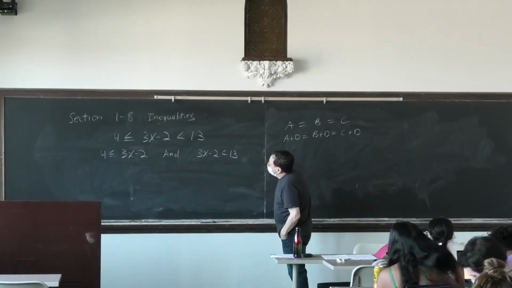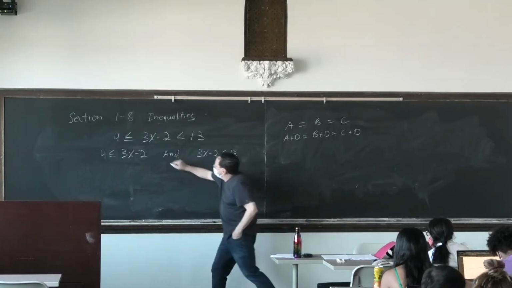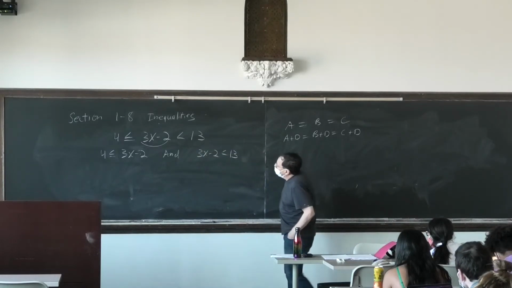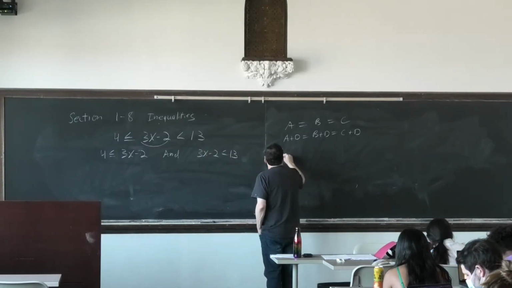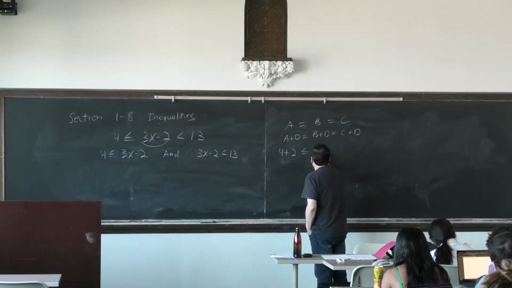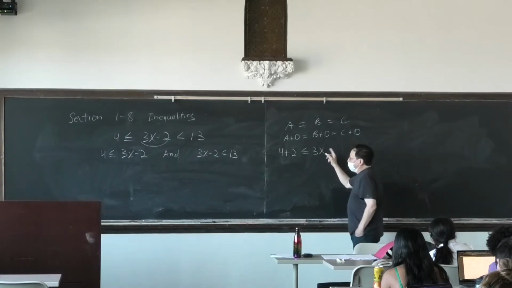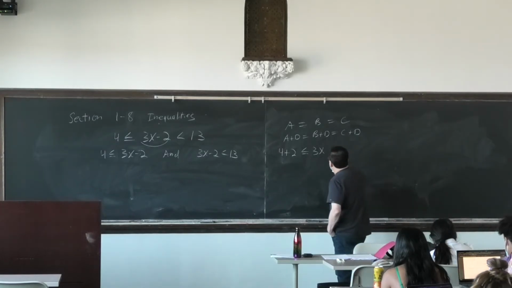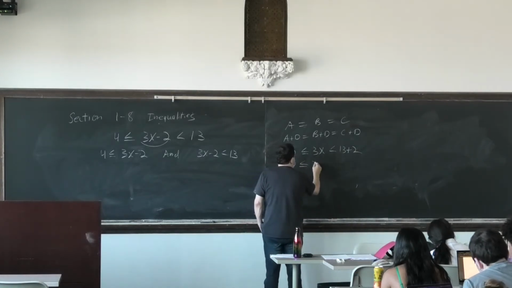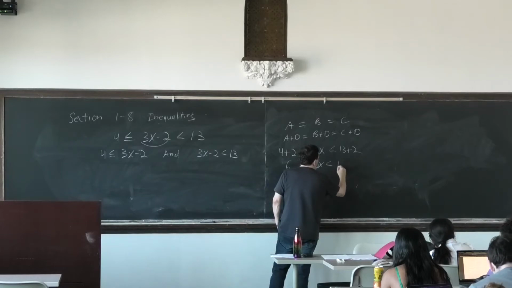First thing we want to do, to get to our x, is add 2 to both sides. So 4 plus 2 is less than or equal to 3x minus 2 plus 2, which gives us 3x, less than or equal to 13 plus 2. 6 is less than or equal to 3x less than or equal to 15.